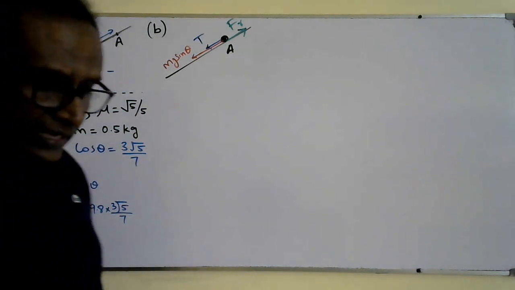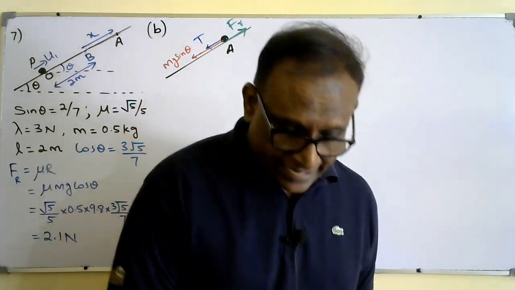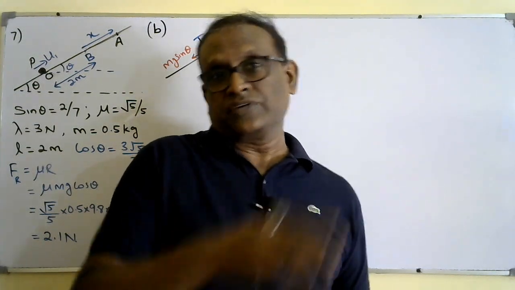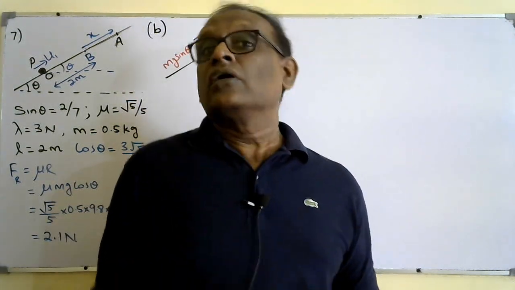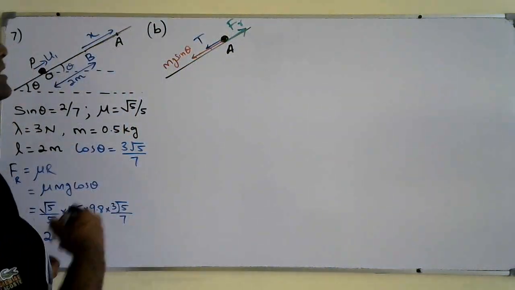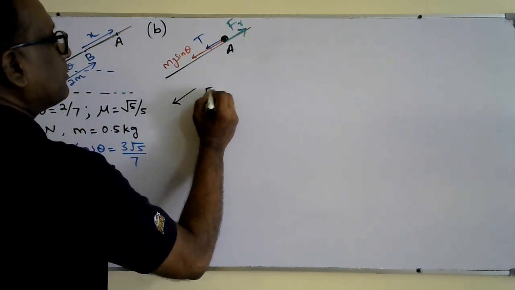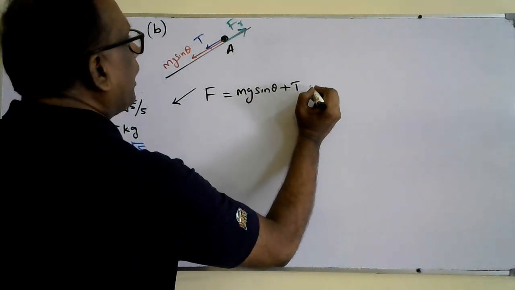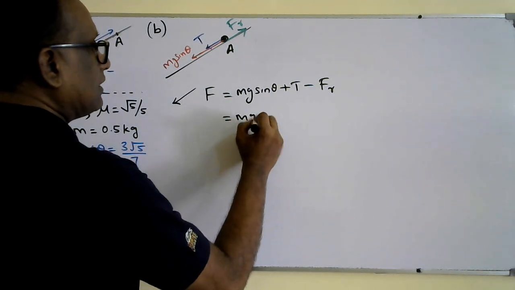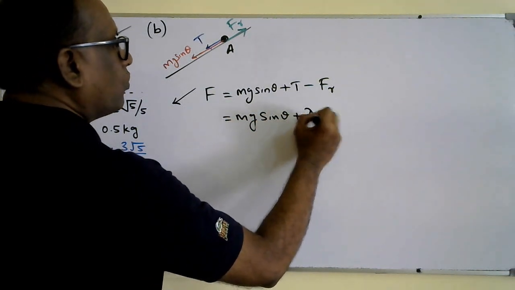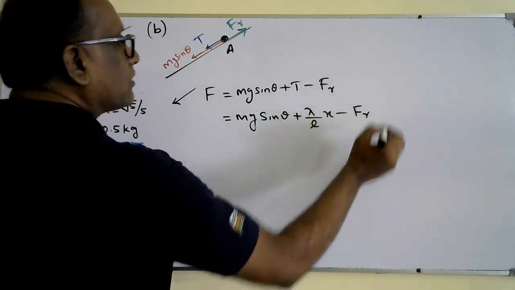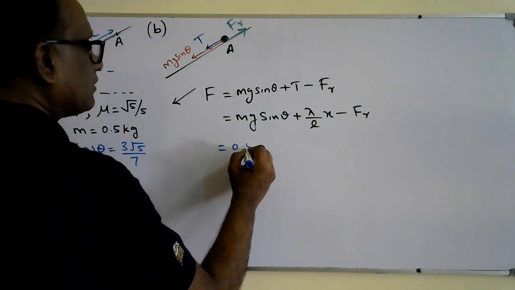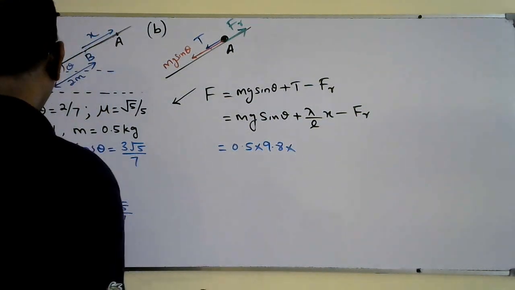Now we'll find whether there will be a resultant force at A. If it is non-zero, it won't remain at rest; according to Newton's first law, it will accelerate down. If it is zero, then it will remain at rest. Along the slope downwards, the resultant force F is equal to mg sine theta plus T minus F1, that is mg sine theta plus lambda over L times x minus F1. We'll substitute the values and see whether it is 0. So mg: 0.5, 9.8, sine theta 2/7.